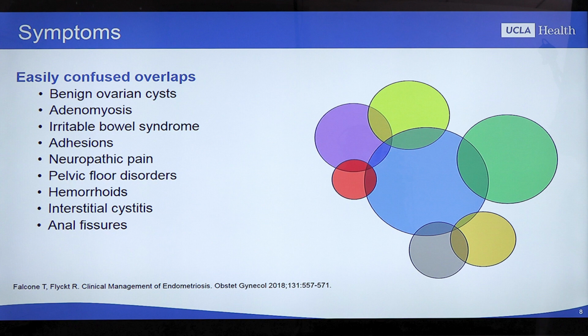Pelvic floor disorders are very important. These are disorders of the musculature of the bottom of the pelvis itself, and this can present as a chronic pain disorder also. Hemorrhoids, interstitial cystitis, which affects the bladder, and anal fissures can all also cause pelvic pain that can be diagnosed incorrectly or confused for endometriosis.